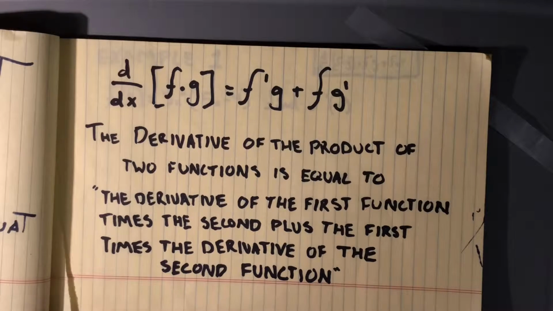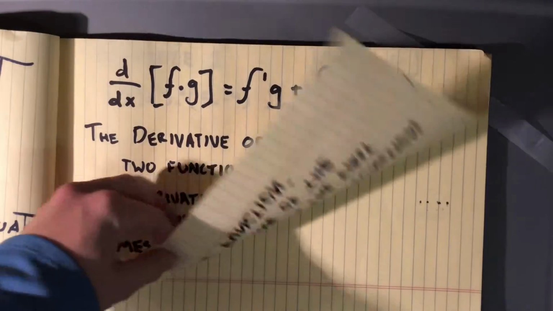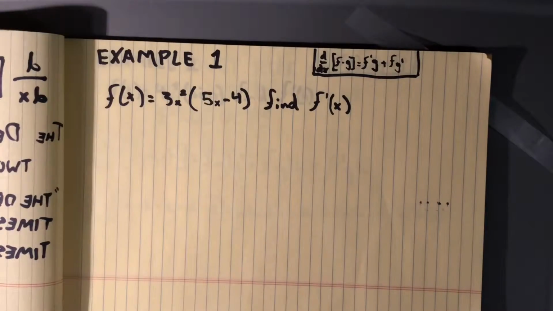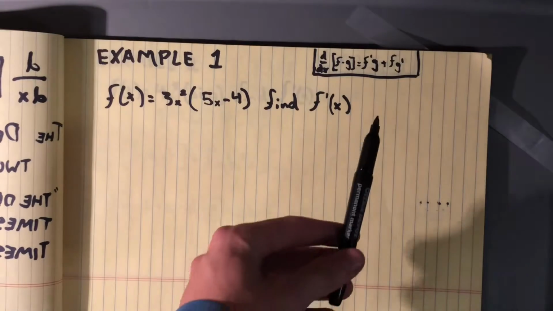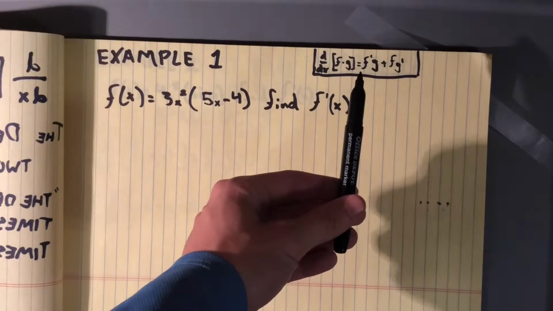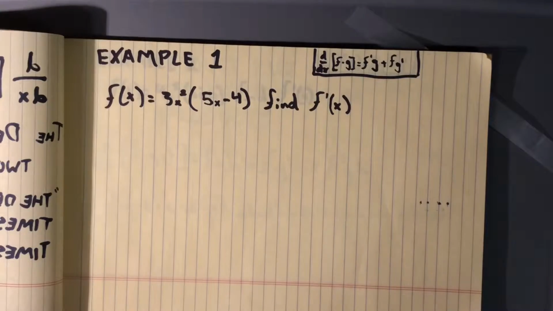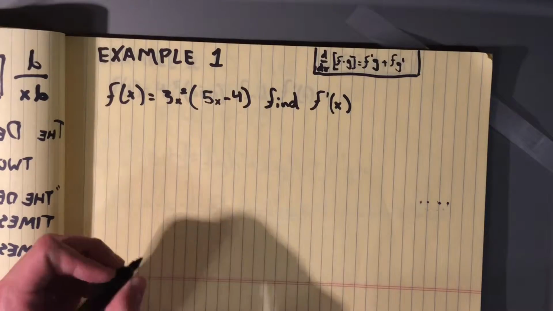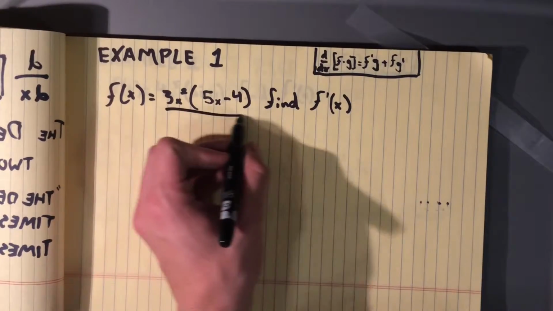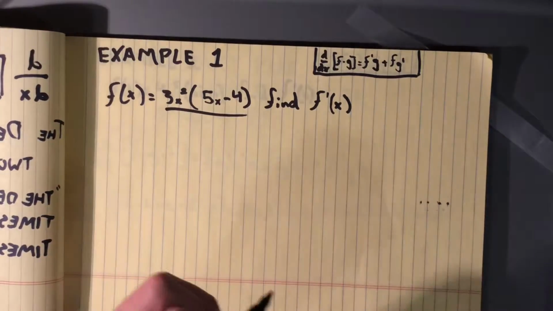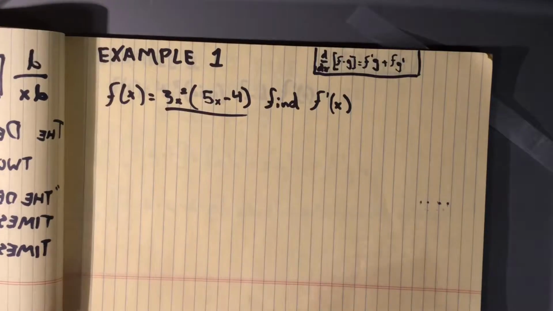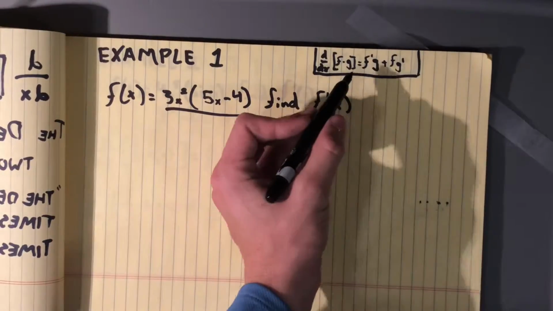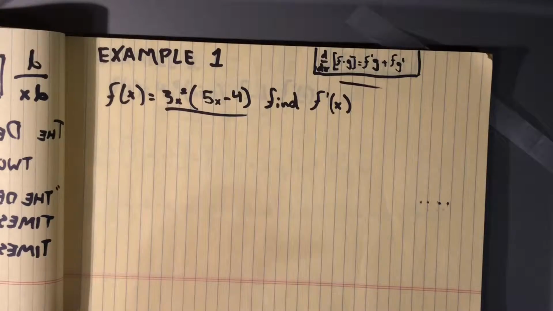So now we're going to have an example, so we can use the equation in action. As you can see, the equation we're going to use to guide us is in the top right. The question is asking us to find the derivative of 3x squared times the quantity 5x minus 4. So we're just going to use the equation right up there.